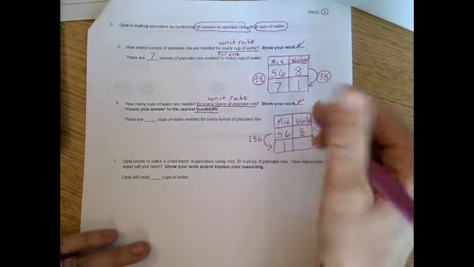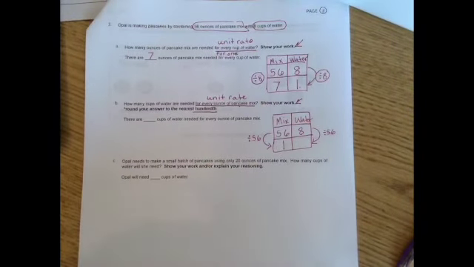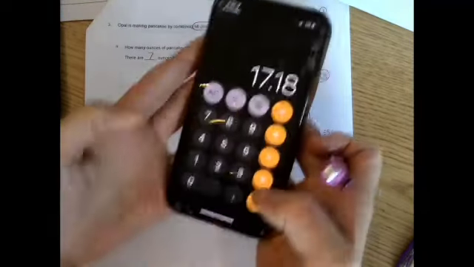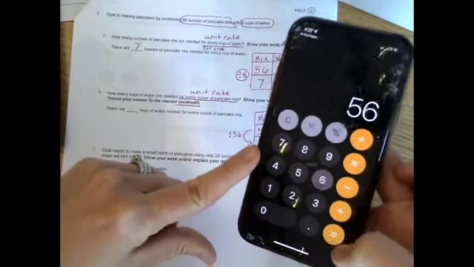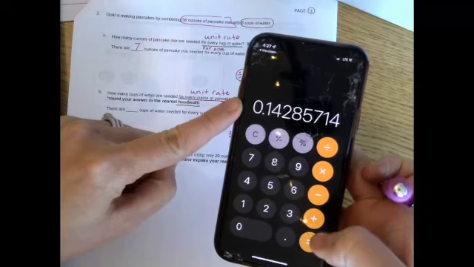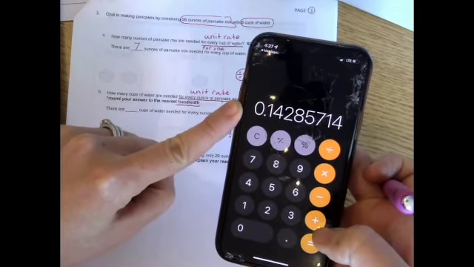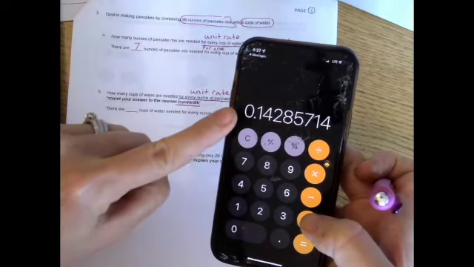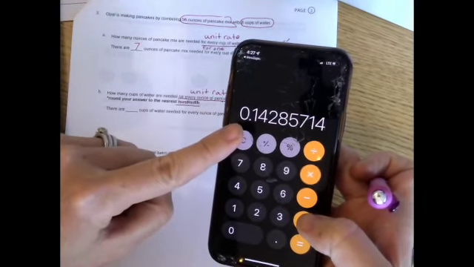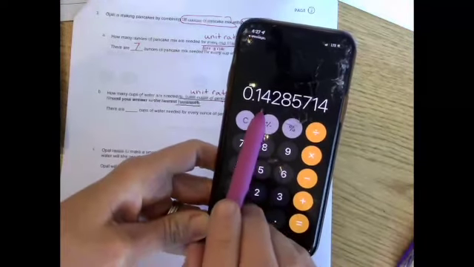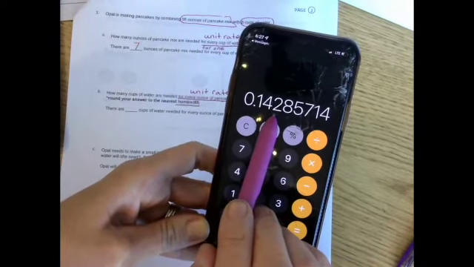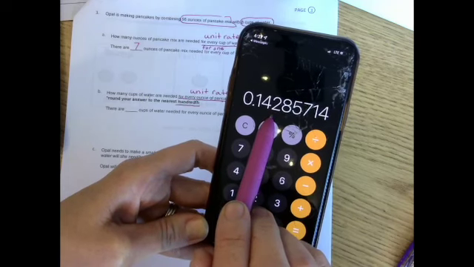So when you plug that into your calculator, if I go ahead and plug in 8 and then divide that by 56, whoa, look at that decimal. All right, so I've got 0.142857714. Well, guess what? I only care about the first 3 places because I'm rounding to the hundredths, which is where my 4 is. But that means I need to look at the thousandths place because that's going to tell me if I need to round up or down.